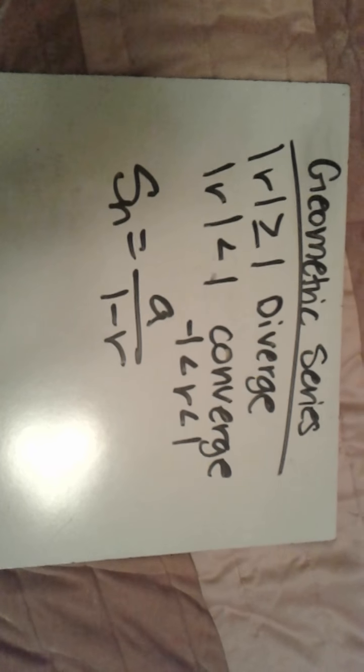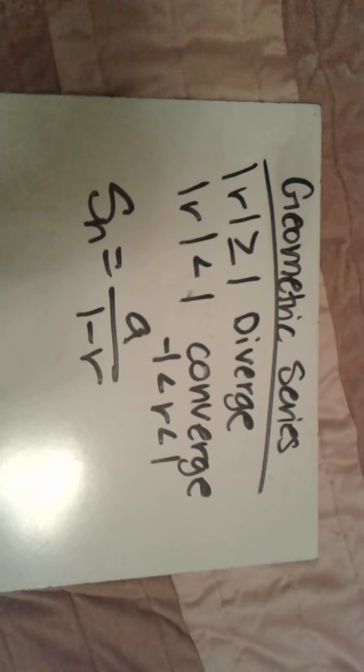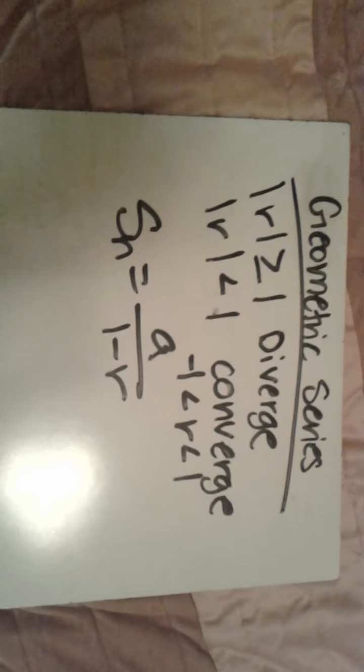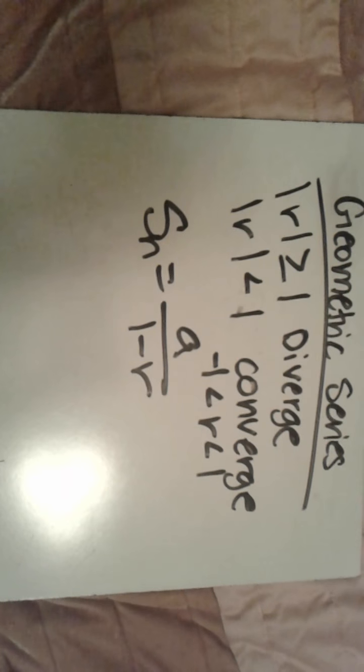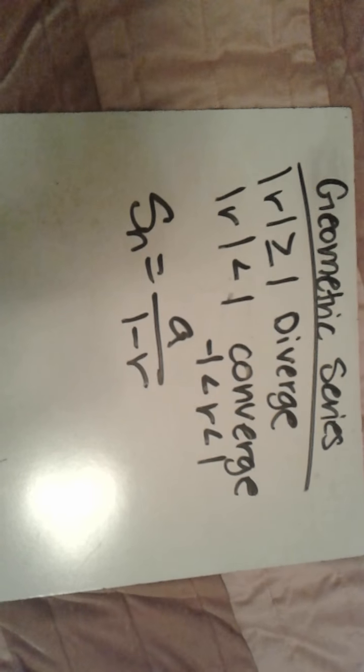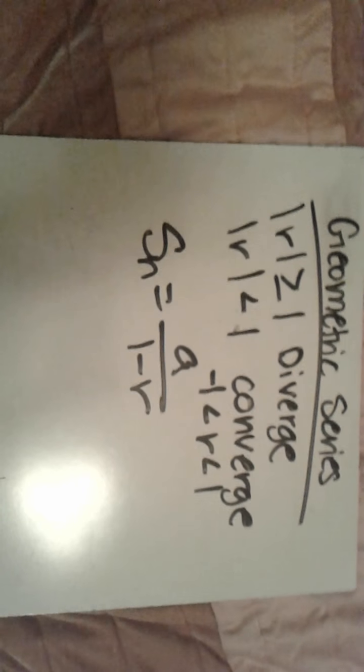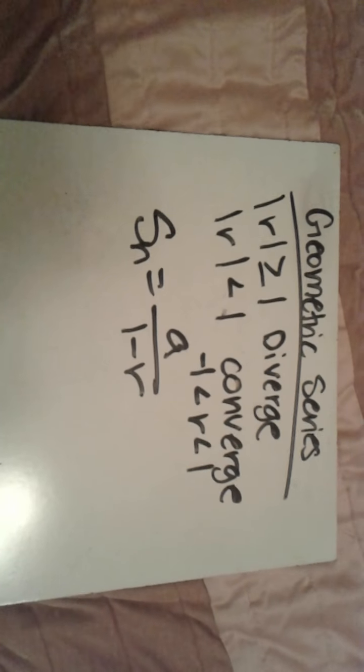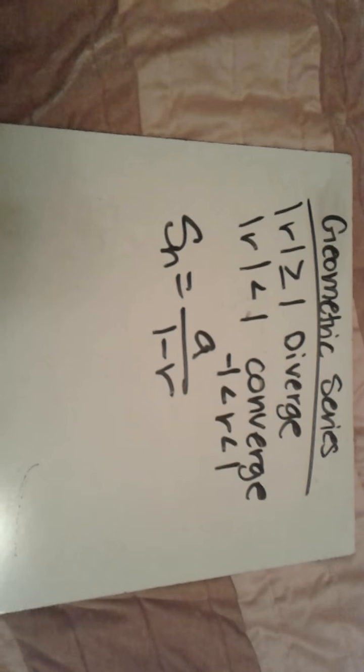Geometric series is another series that should be known. For geometric series, you should know that if the absolute value of r is greater than or equal to 1, then the series diverges. If the absolute value of r is less than 1, then it converges. And you would set the radius of convergence between -1 and 1. After that, to find the sum, you would do a over 1 minus r.